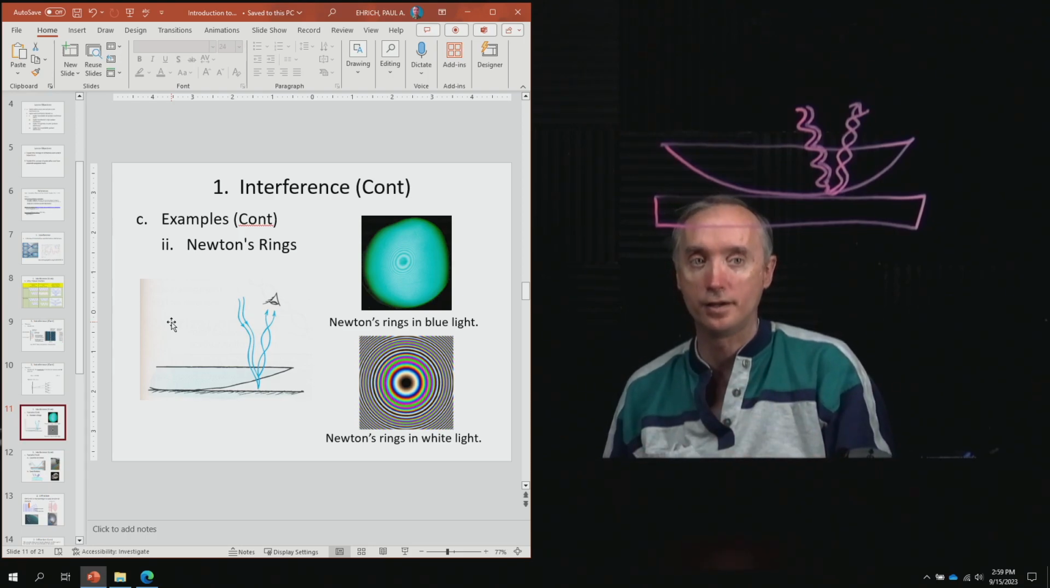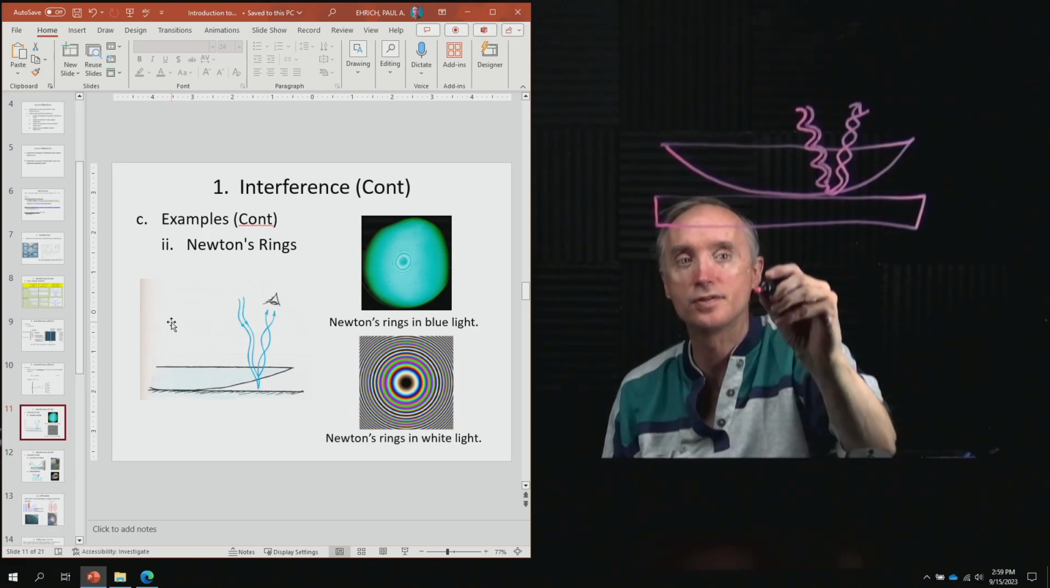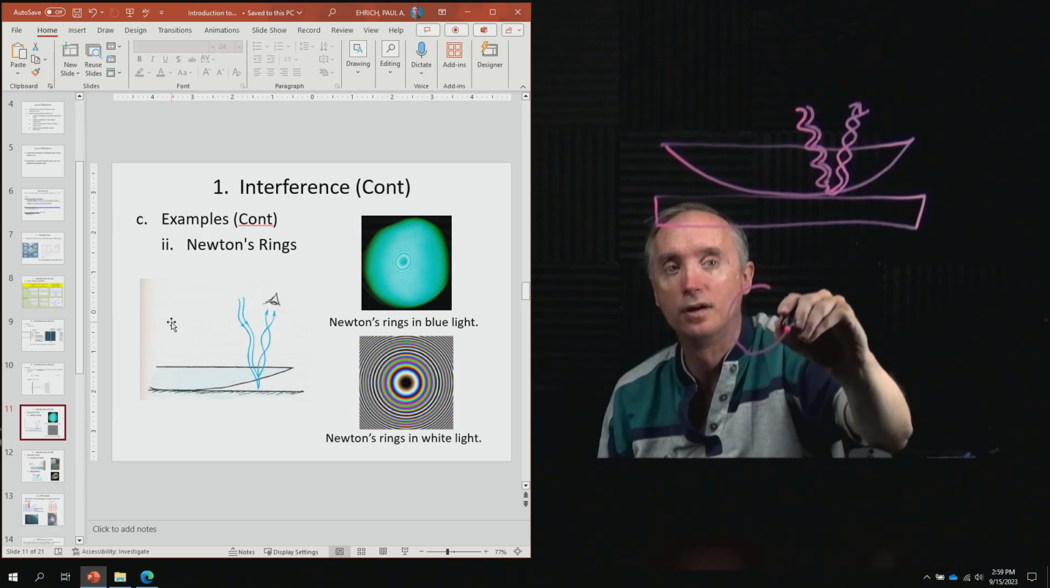What would it look like? So destructive interference for light is going to be black. You're not going to see anything. So when you look straight down on Newton's rings, you're going to see a circle of black.